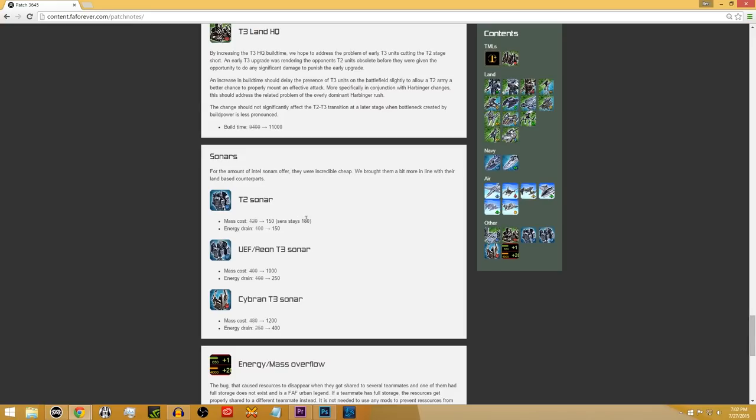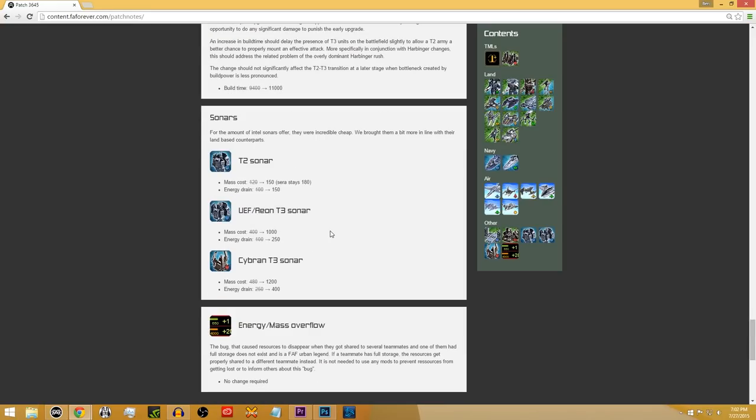Sonar changes, not super important. Mass costs went up, which I do agree with, especially for Cybern since it provides stealth. But other than that, you know, it's just there.